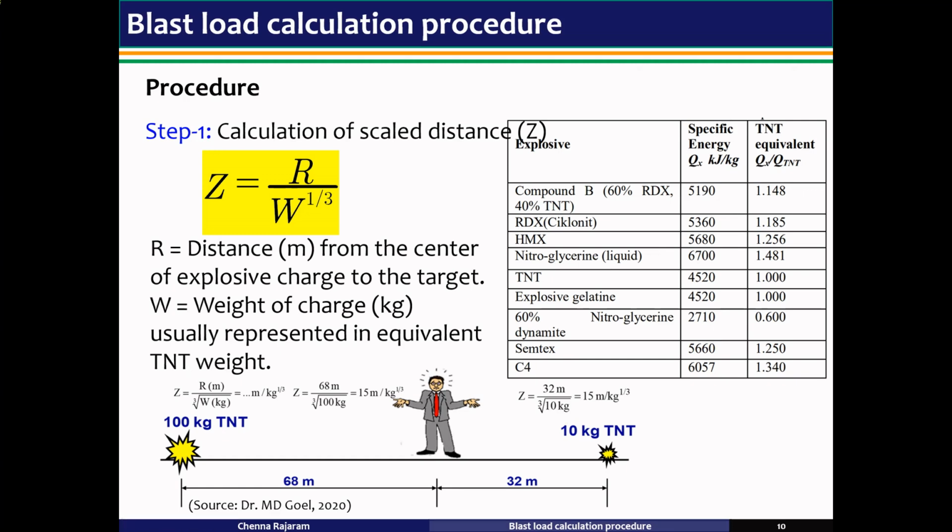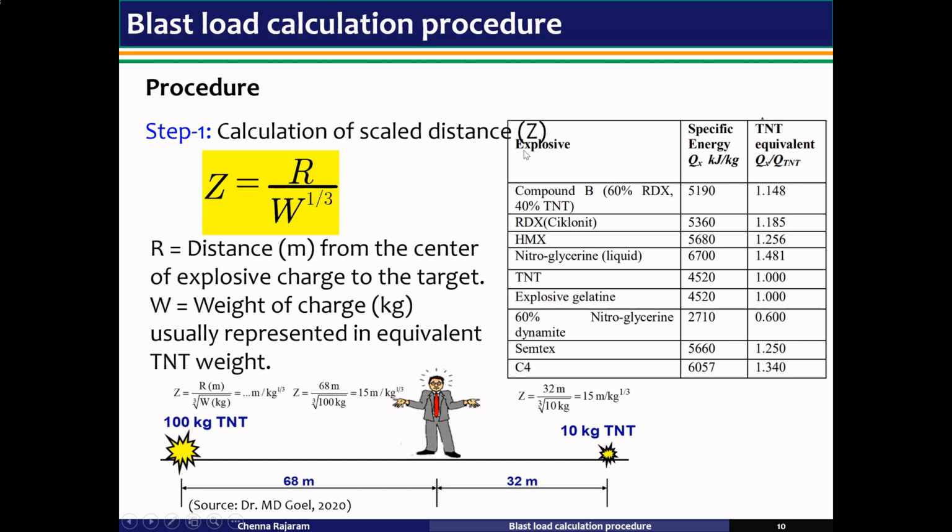The most common blast scaling laws are Hopkinson-Cranz and Sachs' law, which is represented here, that is Z is equal to R divided by W to the power of 1 by 3. And here TNT equivalent means trinitrotoluene. There is a tabular column which is shown beside the slide.